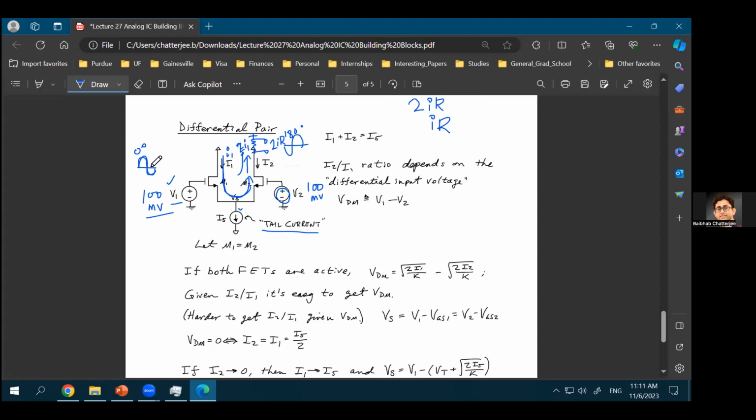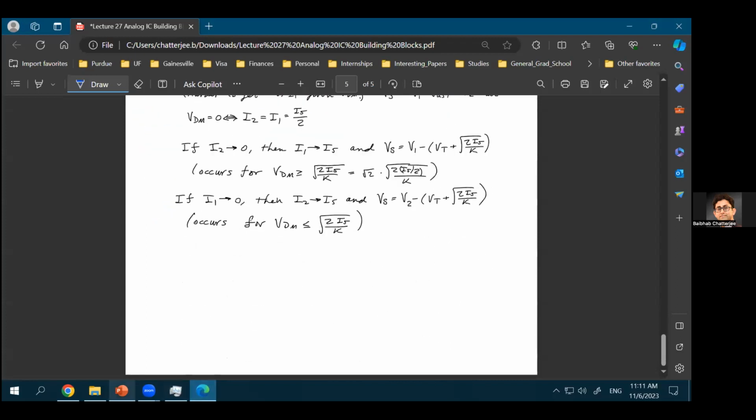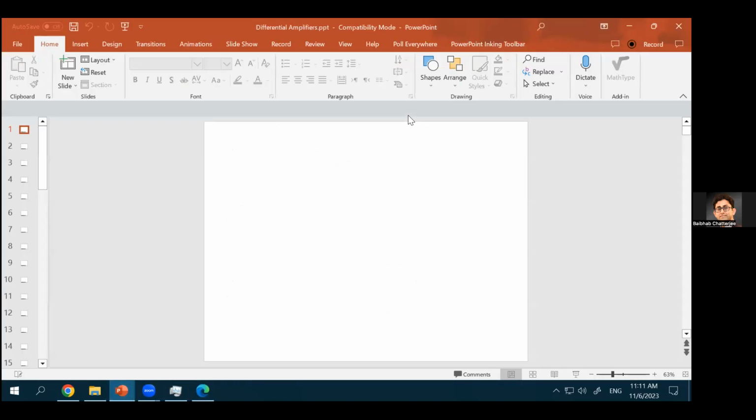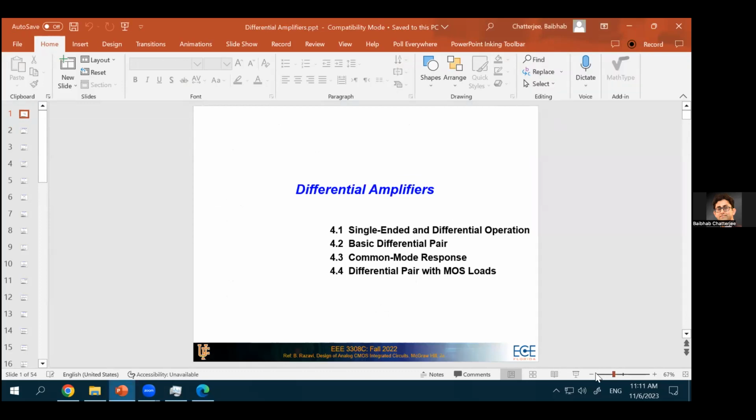If you are applying a 0-degree phase in the one input, and if you're keeping the other input as an AC ground, you still bias it with a DC voltage, but you don't apply any AC voltage to it, then the output is equal to I times R. So the output can also get doubled as you are applying both the inputs in a differential way. All right. So with this introduction, we'll go into this set of slides that I have for differential amplifiers, and we can discuss the rest of the things from the slides.